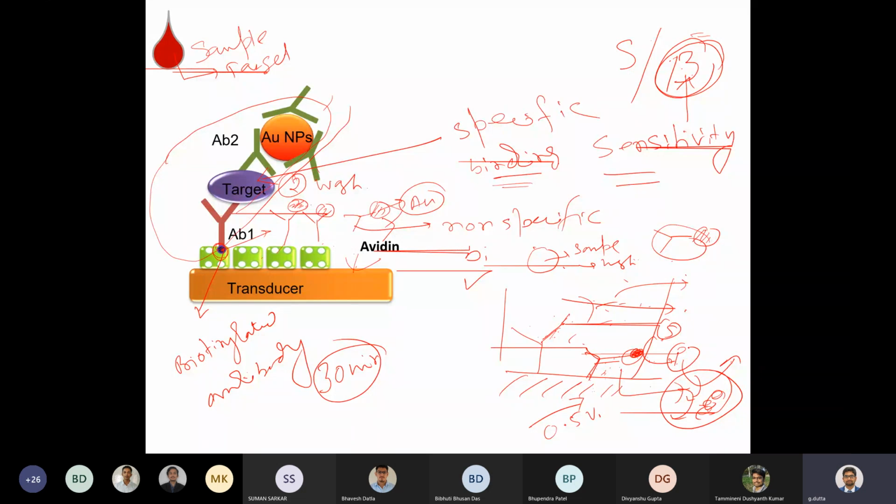Clear, guys? Or should I repeat? So please clear this one. This is a very, very fundamental thing of the biosensor, so learn it first. Sir, can you just repeat the sensitivity part once? Sensitivity, right? Okay.